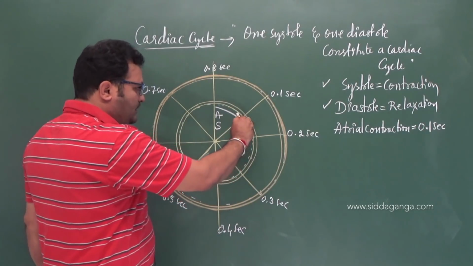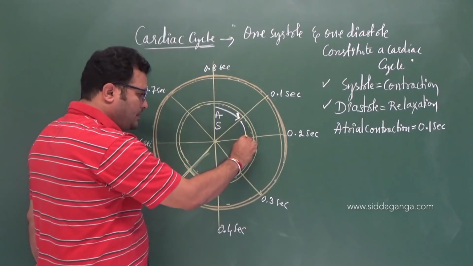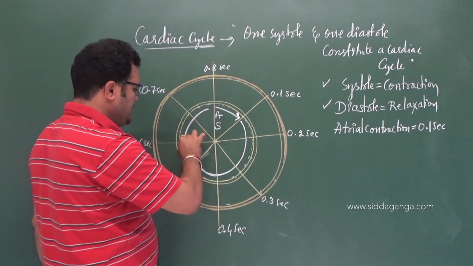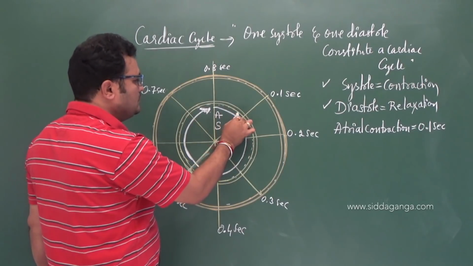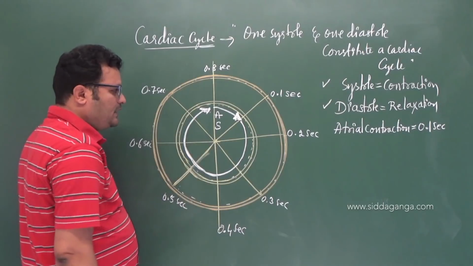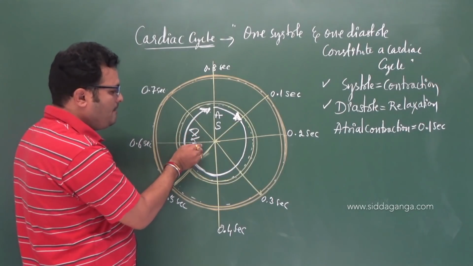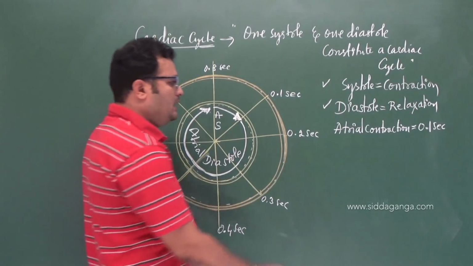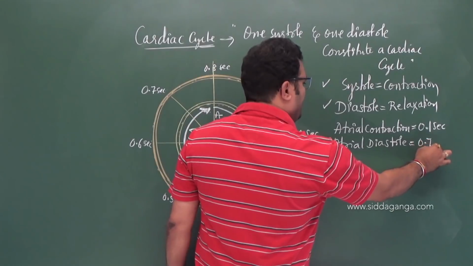Next, from here, in the remaining, how much is left? See, 0.7 is remaining, right? 0.7 seconds. From here to here, it is 0.7 seconds of time, right? In this 0.7 seconds of time, we call it atrial diastole. So this one is atrial systole and atrial diastole. It laps in 0.7 seconds of time.